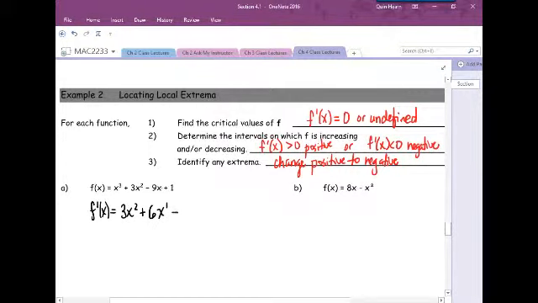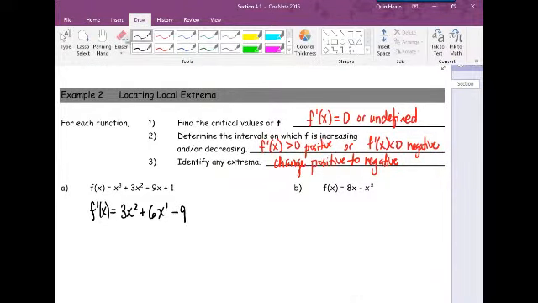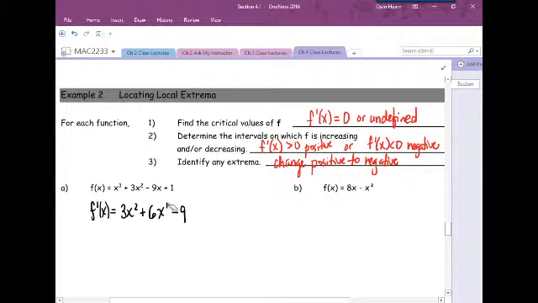So taking the derivative of x cubed, we get 3x squared. The derivative of 3x squared, bringing the 2 out front to multiply by the 3, we get 6x to the first power, and then minus 9 plus 0. So our first derivative is 3x squared plus 6x minus 9.